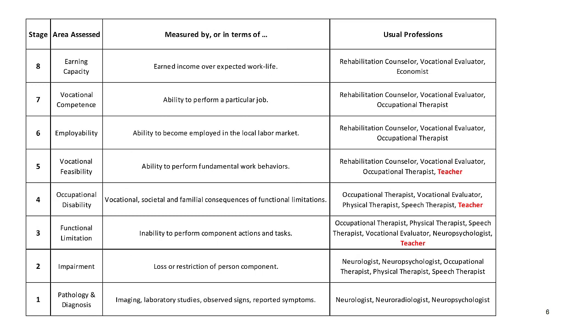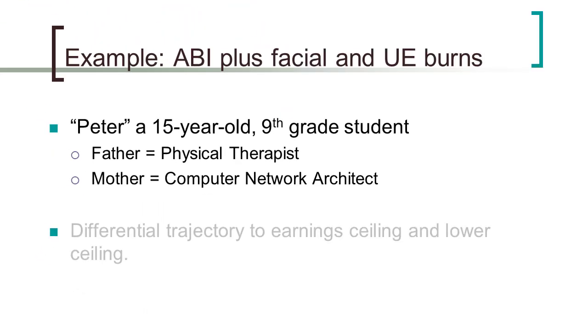Before going further, let's point out that Peter is luckier than most kids in that he has parents and teachers actively involved as committed members of our interdisciplinary rehabilitation team. The teachers focus on stages 3 through 5, but the parents are involved throughout and are crucial in vocational planning. Peter's folks are professionals. His father is a physical therapist, and his mother is a computer network architect.